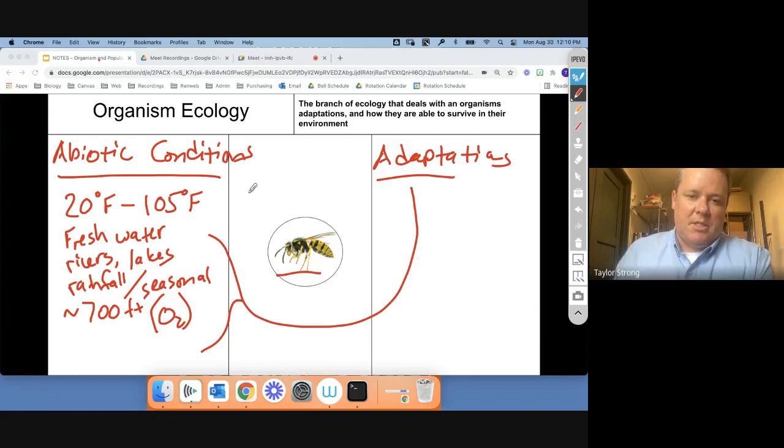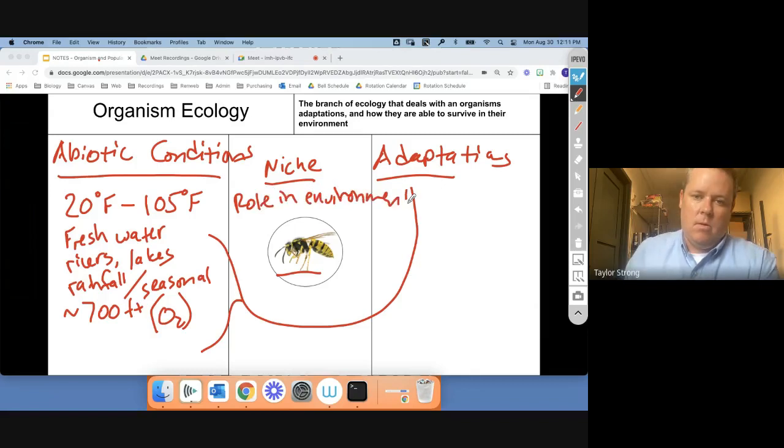The other thing that I like to bring up right here as we talk about what an organism does in its environment is the term niche. That's not really connected directly to this, but it's an important term to use because this is the organism's role in the environment. That's the job that it plays.